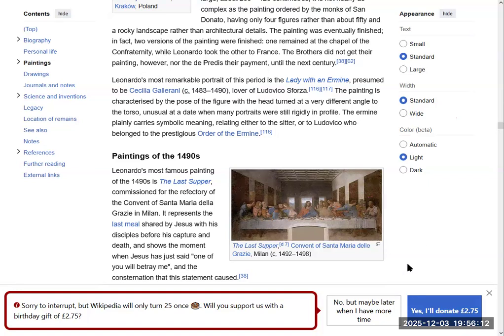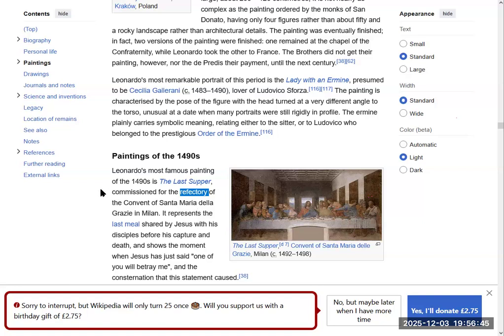So where do you think this painting is? Where is it now? Any idea? I've highlighted a word, and that word is basically saying where the picture is now housed, where it now lives. Okay, so it's there.